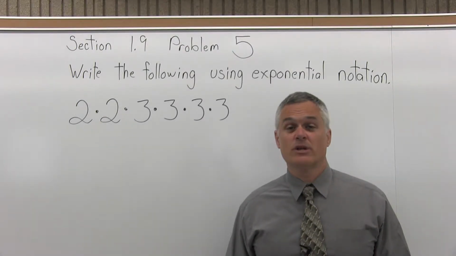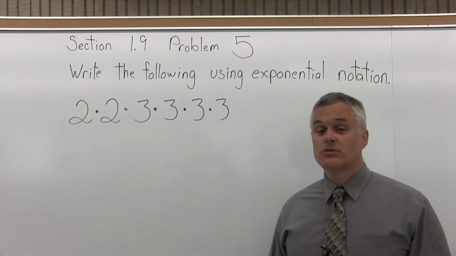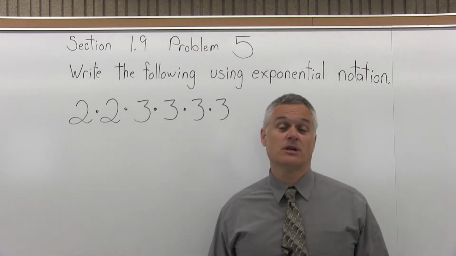This is Section 1.9, Problem 5. It says write the following using exponential notation. And we have 2 times 2 times 3 times 3 times 3 times 3.